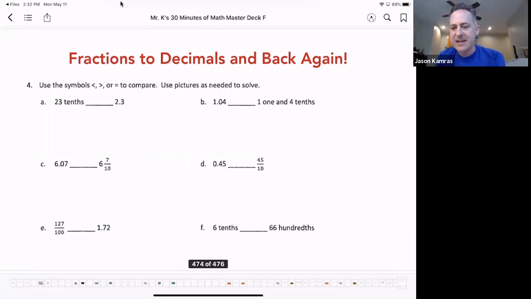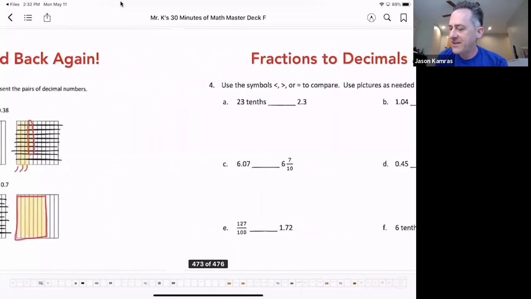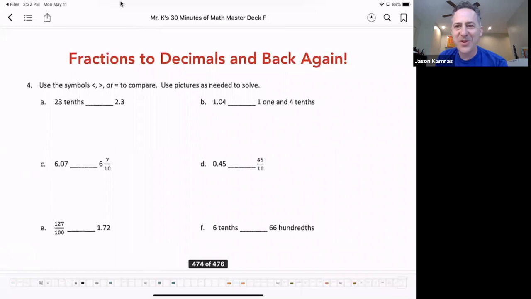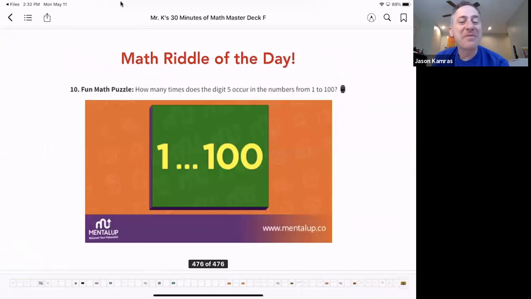All right, and let's go to our riddle. This one, wait a second. Oh, that one didn't say homework, but we're gonna use it as the homework. Sorry about that. Here's our math riddle of the day. It's not a hard one, but you do have to pay attention. How many times does the digit 5 occur in the numbers 1 to 100?